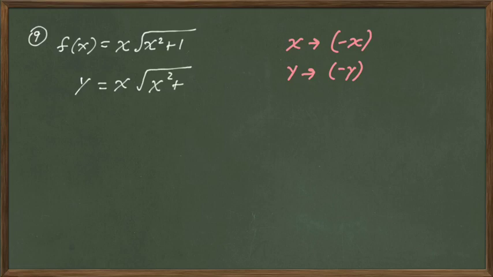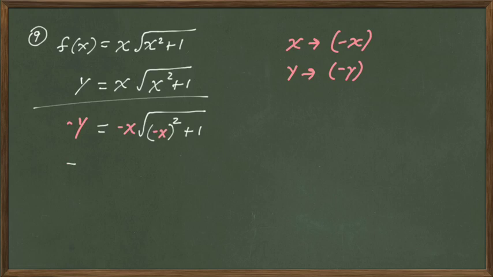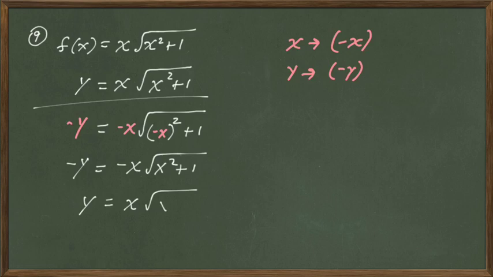Now number 9 happens to be an odd. To check for odd, you replace x with negative x and you replace y with negative y. So let me rewrite it first. Now I'm going to replace the x with negative x and the y with negative y. Now I have negative y equals negative x, and that stays the same. Just change all your signs. Multiply by negative 1. Because that matches the original, this is an odd function.